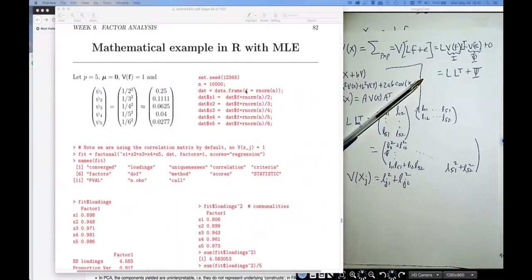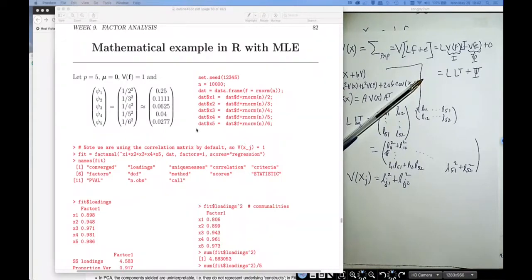So what you'll see is I've generated 10,000 values of my factor. This would be like your math ability as an example, and I've generated them from a standard normal distribution, so mean zero, variance 1. Then I've computed my x variables as the common factor f plus the specific error, and you'll see how I've just generated 10,000 random variables and divided by whatever I want to make the standard deviation and variance work out right.